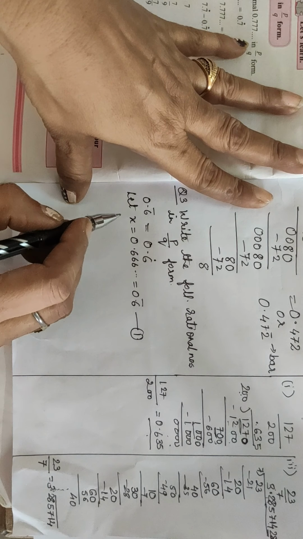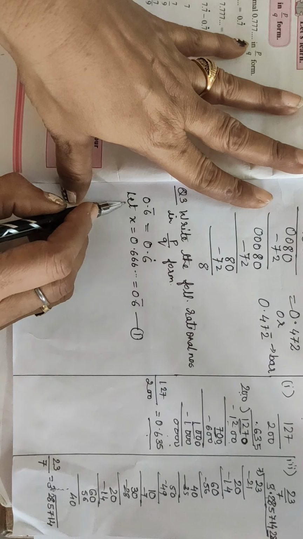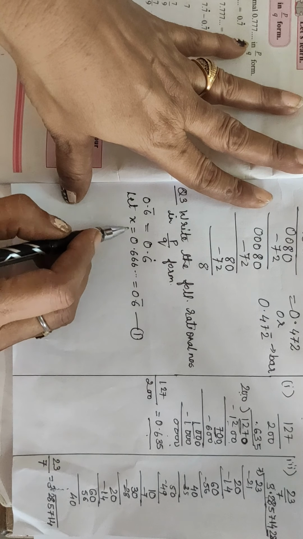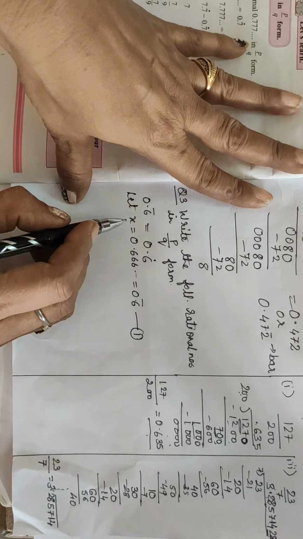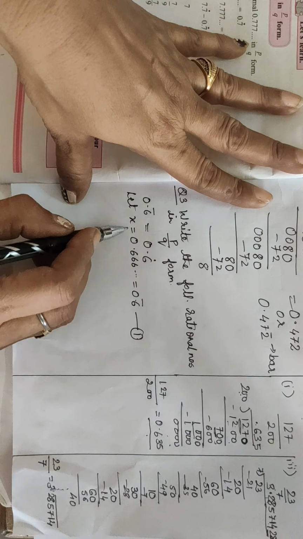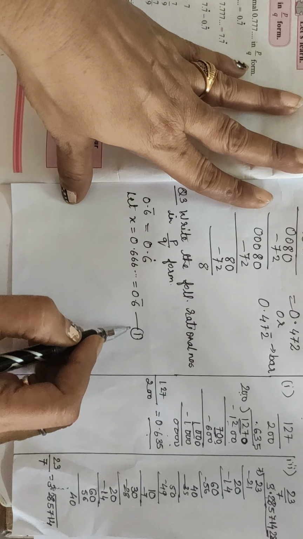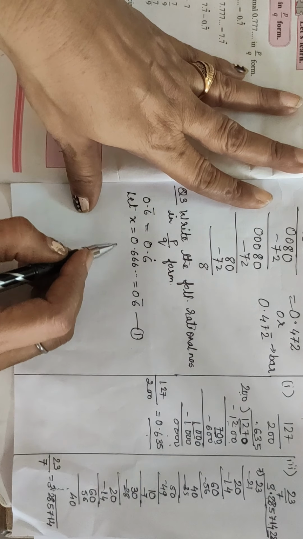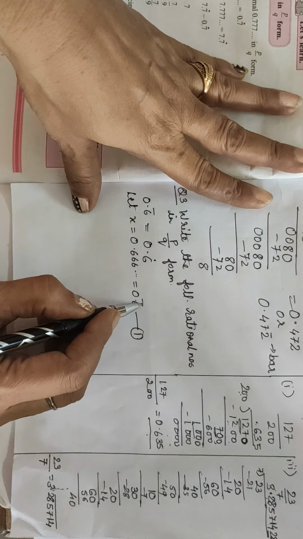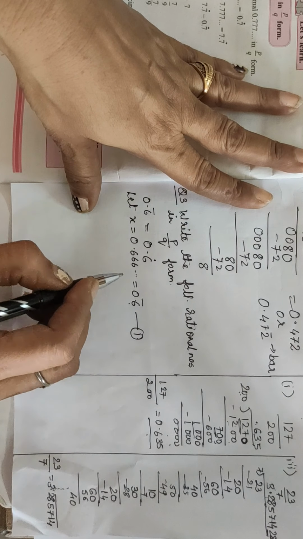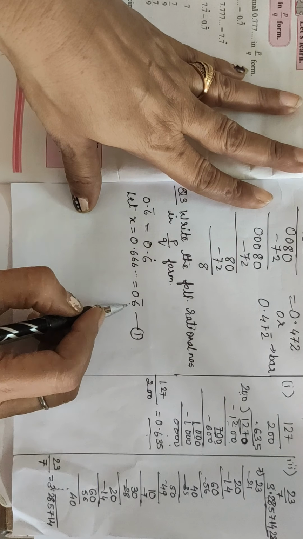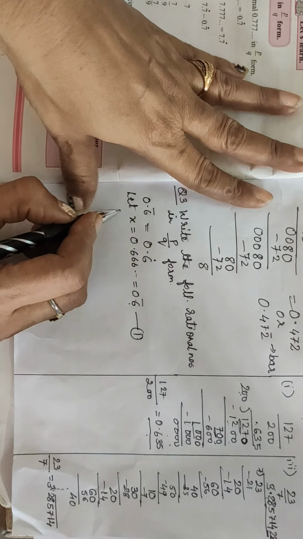So first, in the first step, you will take let x is equal to whatever is given. We will consider it as x. So let x is equal to 0.6 bar, and give it equation number 1. Now as you can see here, the bar is over one digit. So in the next step you have to multiply both sides by 10.